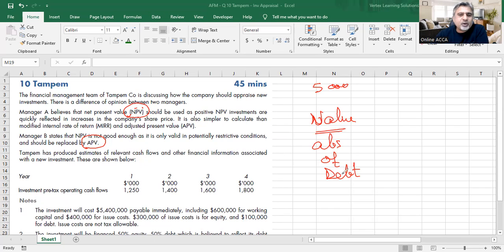But I know that without debt, I cannot get this project because I don't have money. This project needs 20 million. I don't have 20 million. I must be going and getting some debt. So then I add back or subtract whatever the benefit of that debt financing is, which is my tax benefit on interest.